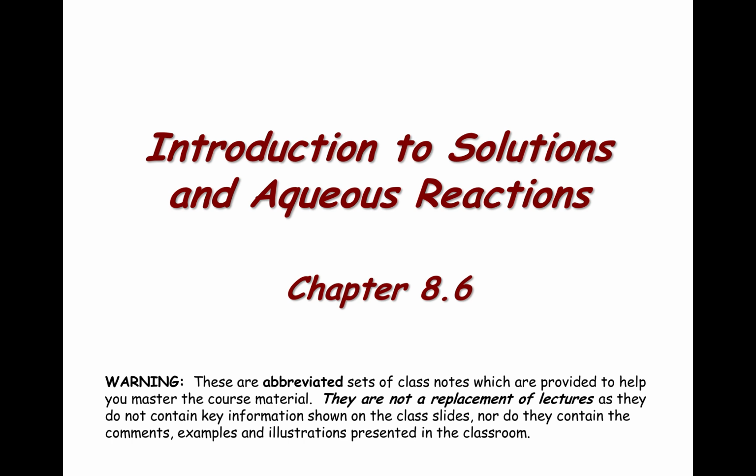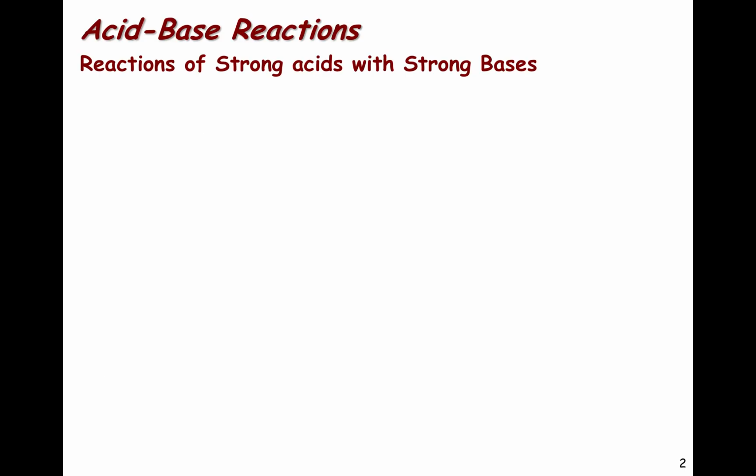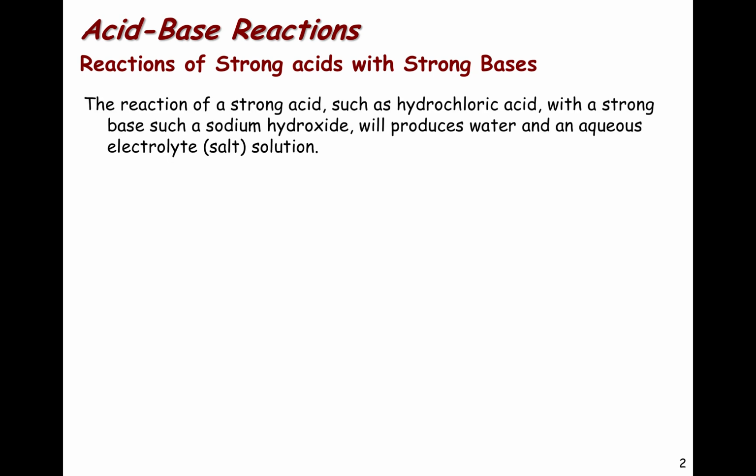In this video, we will discuss the reactions between acids and bases. In a reaction between a strong acid and a strong base, the products are essentially water and some sort of ionic compound that is dissolved in aqueous solution. As an example of this, we can take a look at the reaction between hydrochloric acid and sodium hydroxide.